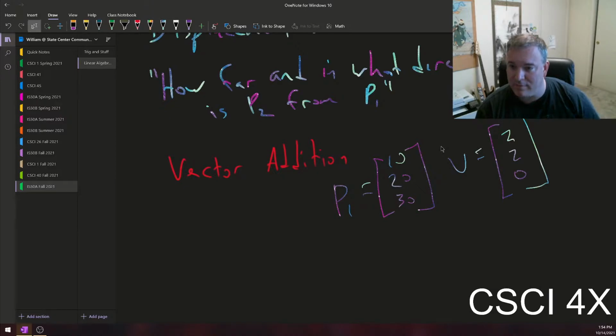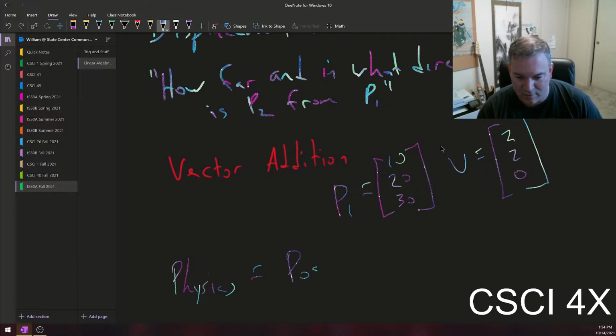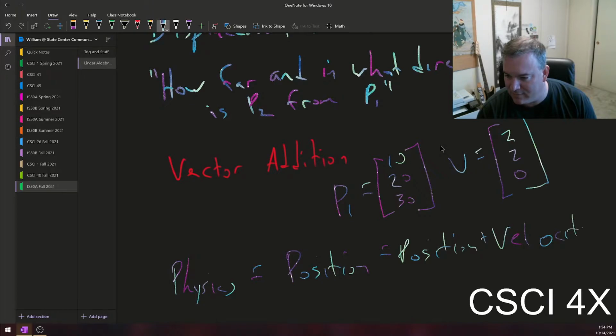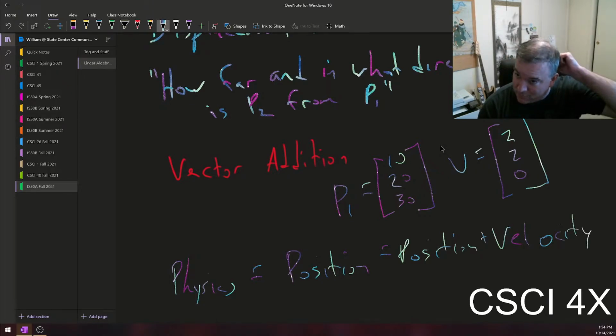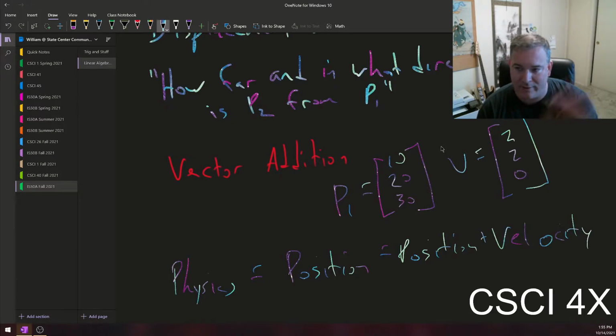So what you can do is you can say, if you have your physics engine, position is equal to position plus velocity, right? Velocity is the change in position over time. It's how fast you're moving in a certain direction. In this case, we're moving 2 units per frame. I don't want to deal with time units right now, it's just per frame. So 2 units per frame east, 2 units per frame north.